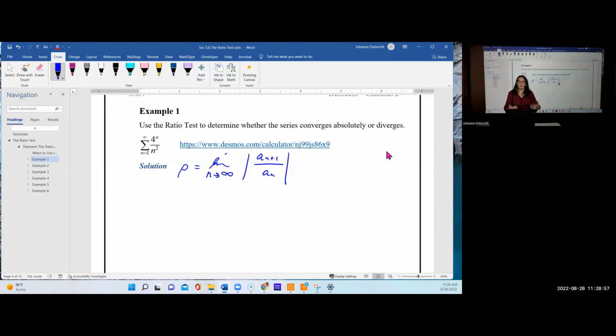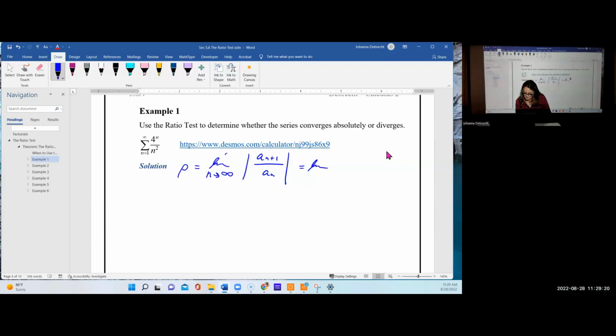I recommend writing over and over and over again and sort of memorizing by osmosis. So our definition is that rho is the limit as n goes to infinity of the absolute value, we're testing absolute convergence, of a sub n plus 1 over a sub n. Now, we have to use the formula to prove this for all successive terms.